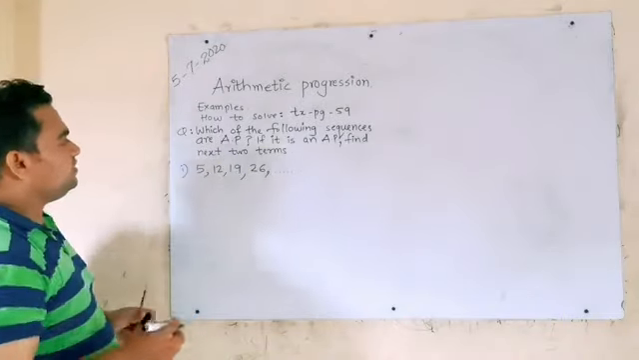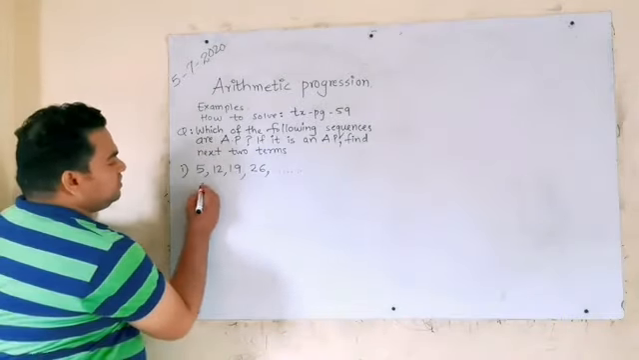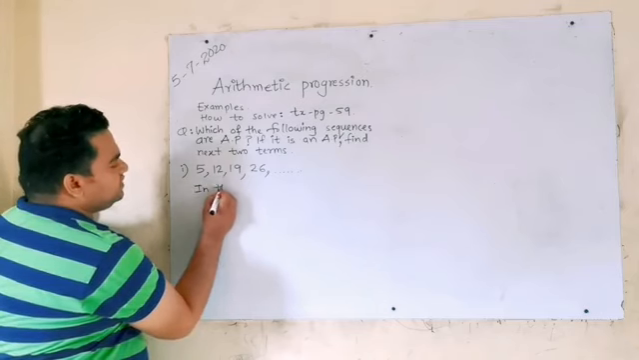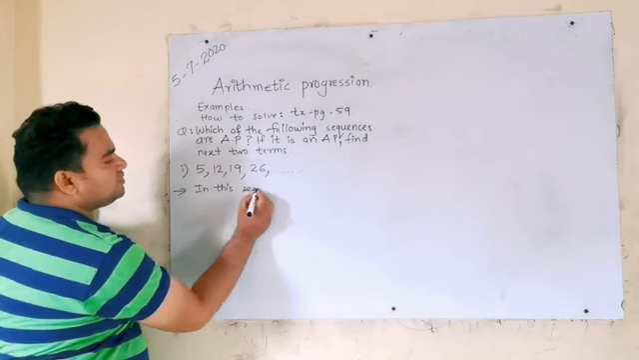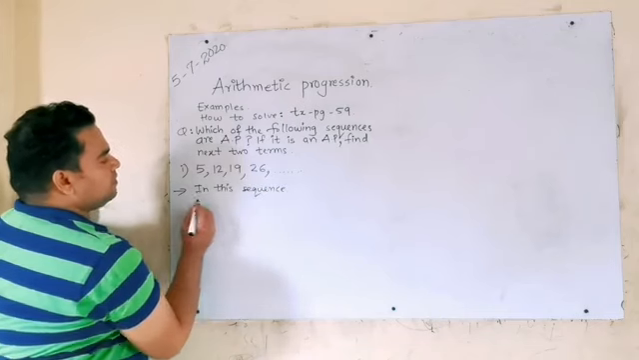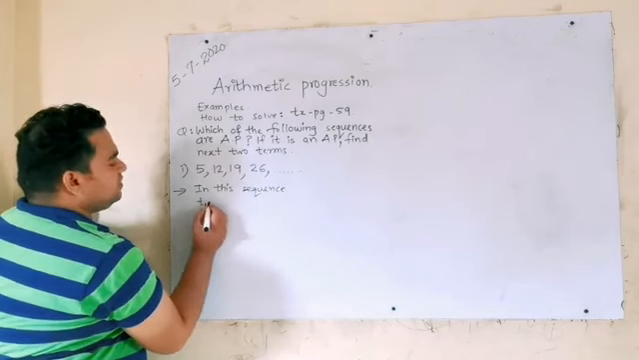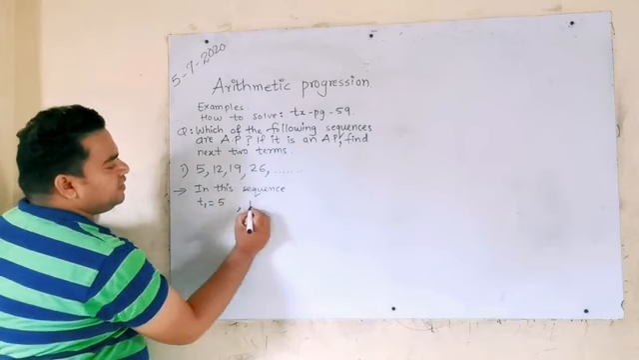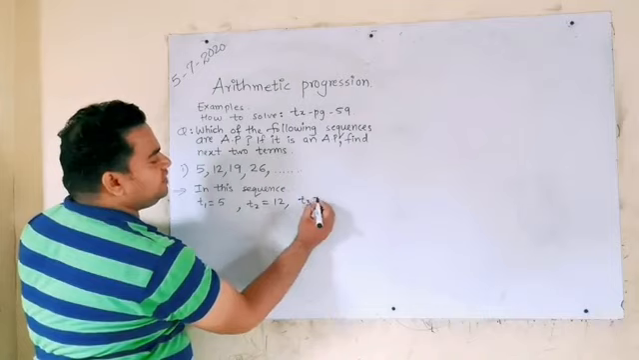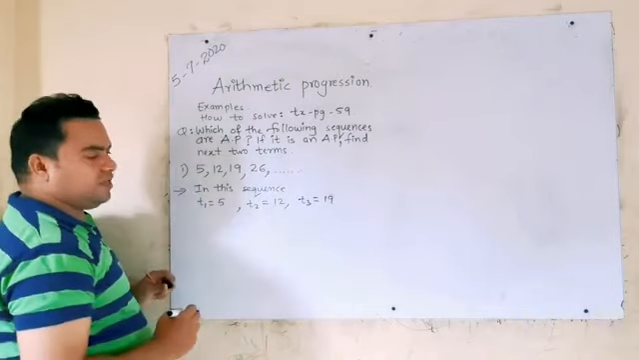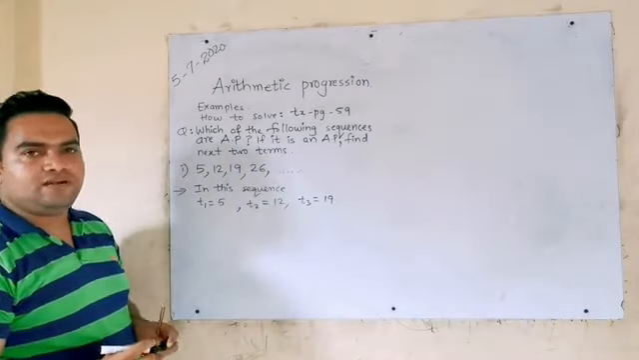So let's start with this. First we have to mention in this sequence: T1 is equal to 5, T2 is equal to 12 and T3 is equal to 19. Okay, so first you have to find the common difference.